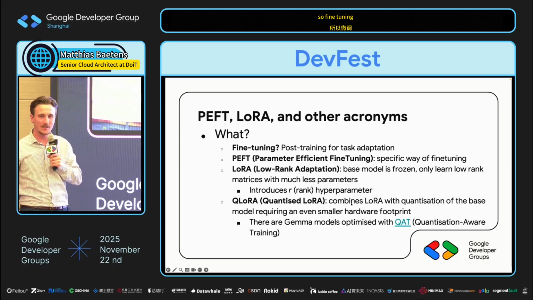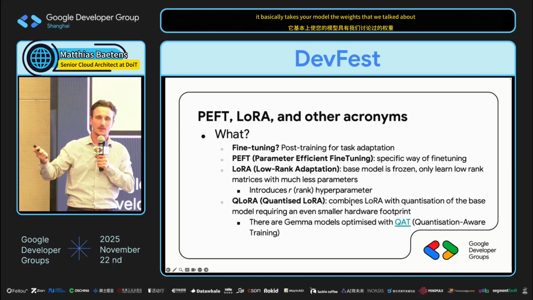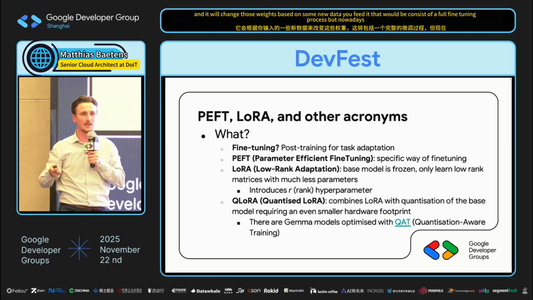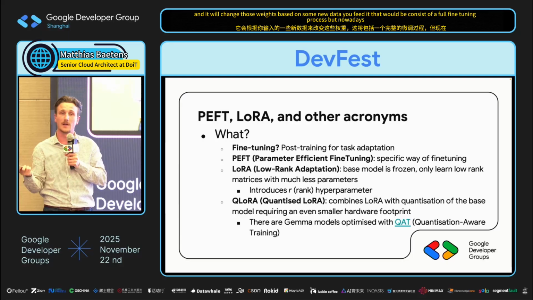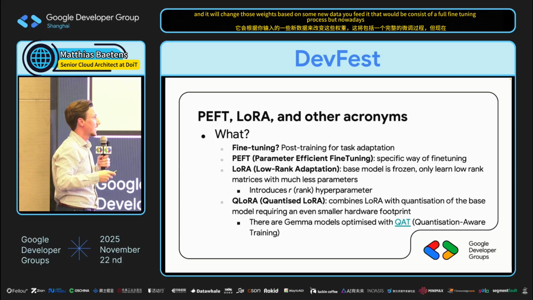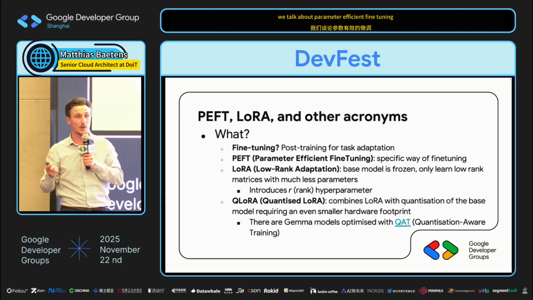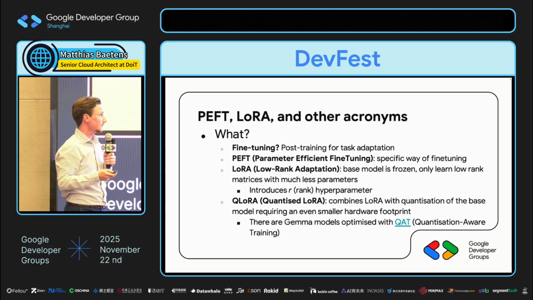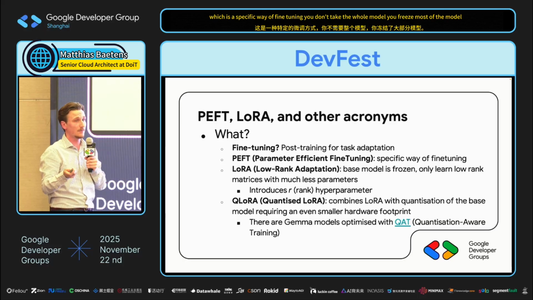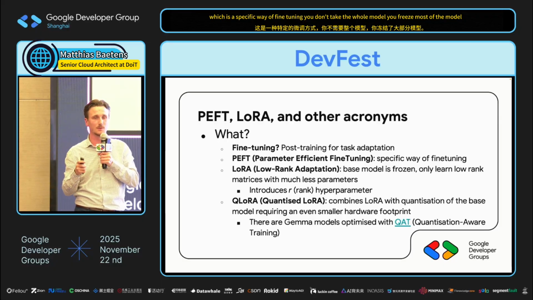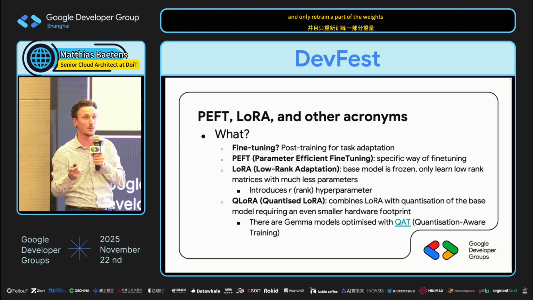Fine-tuning basically takes your model, the weights that we talked about, and changes those weights based on some new data you feed it. That would consist of a full fine-tuning process. But nowadays, usually when we talk about fine-tuning, we talk about parameter-efficient fine-tuning, which is a specific way of fine-tuning. You don't take the whole model, you freeze most of the model and only retrain part of the weights.